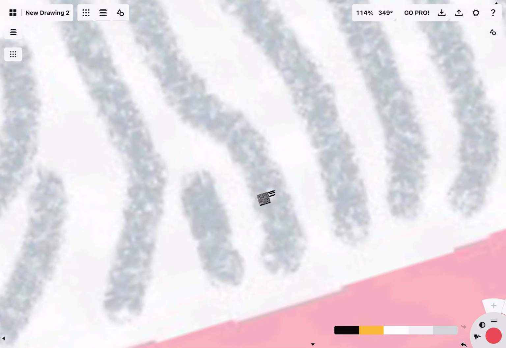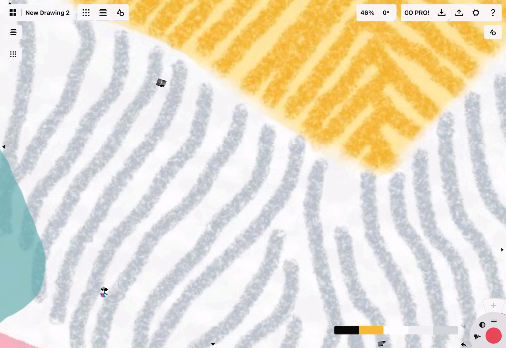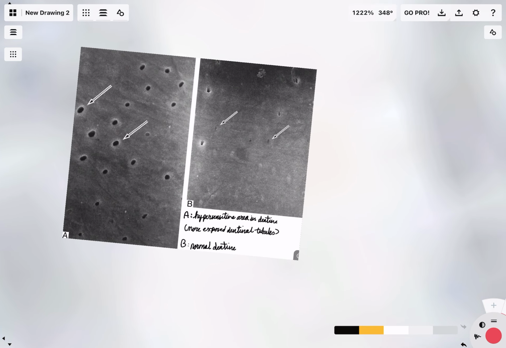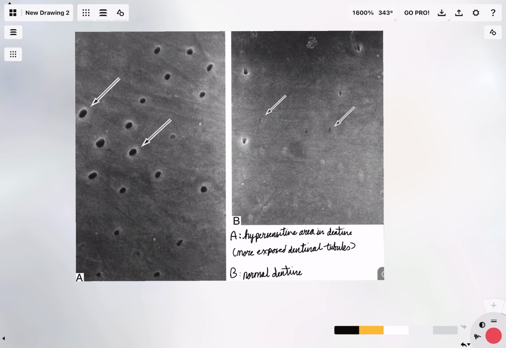Those tubules are the main pathway for carious invasion and dentinal hypersensitivity too, which is characterized by sharp and short pain in response to thermal, osmotic, or other types of stimuli due to a higher number of exposed dentinal tubules than normal.